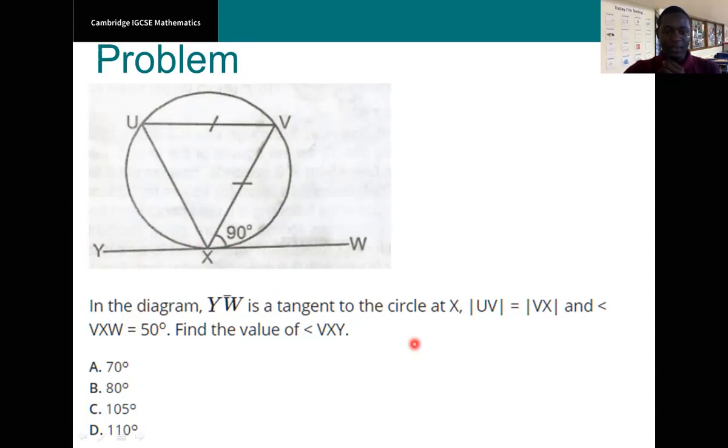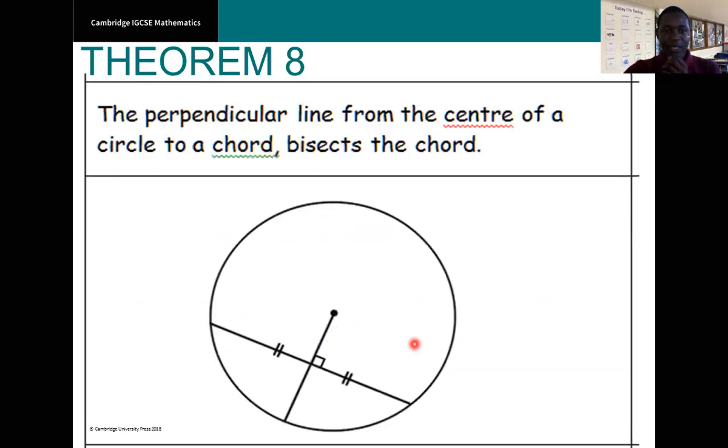Now, the next theorem, number 8, the perpendicular line from the center of a circle to a chord bisects the chord. The theorem states that if you have a line drawn from the center of a circle to meet a chord, that line divides the chord into 2 parts. So we have this part of the chord and this part of the chord equal in length.